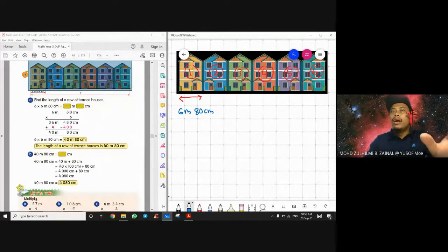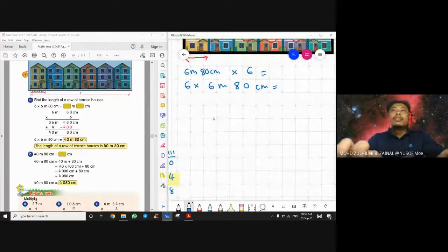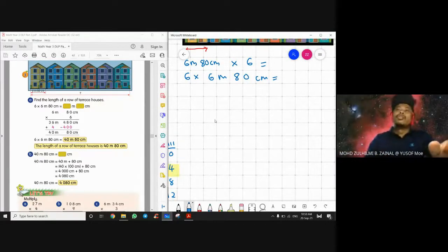If one house is 6 meters, how many houses do you have? There are 6. So, multiply by 6. Or the other way around is also possible. 6 times 6 meters 80 centimeters. It's the same. So, what should you do? As usual, if you solve questions like this, don't panic. There is 6 meters 80. What unit does it want? You can see here, the question wants meters and centimeters. So, you no need to convert the unit.